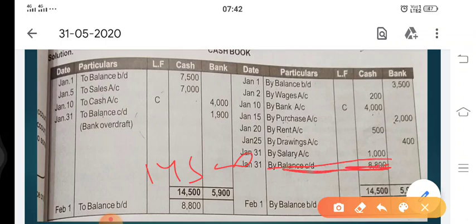So on the credit side, what we have is 1000 plus 500 plus 4000 plus 200. 4200, 4700, 5700. That means debit side 14,500 and credit side 5,700. So obviously debit is greater. So what we are supposed to do is we'll subtract this 5,700 from 14,500. Let's check it out.